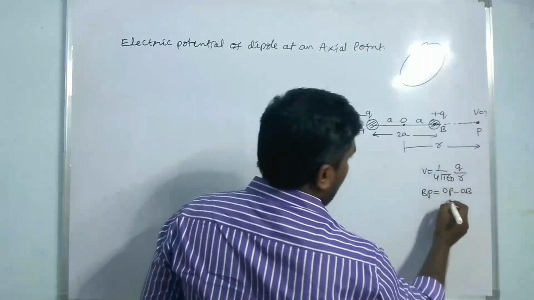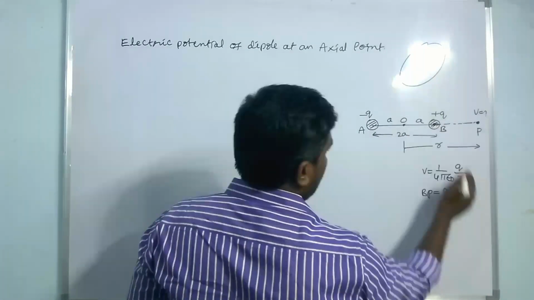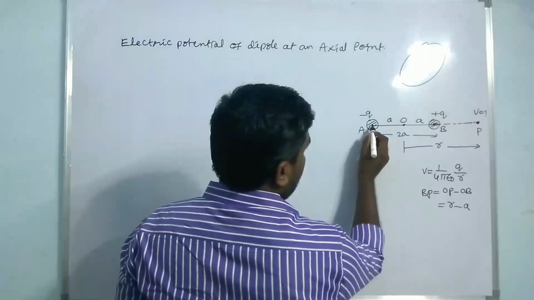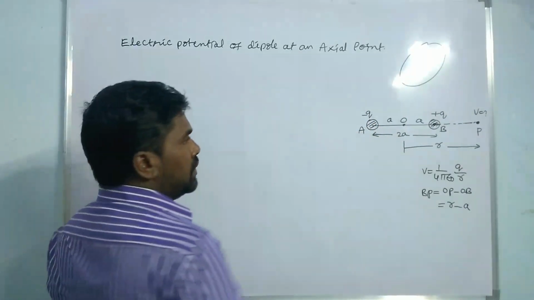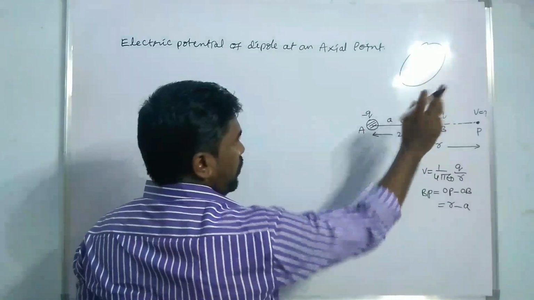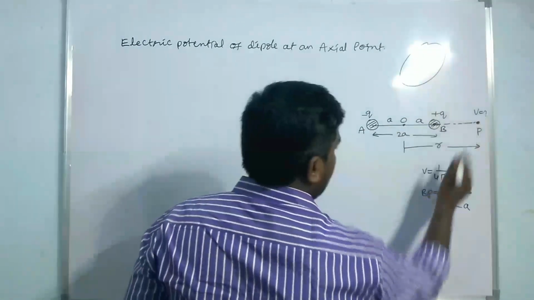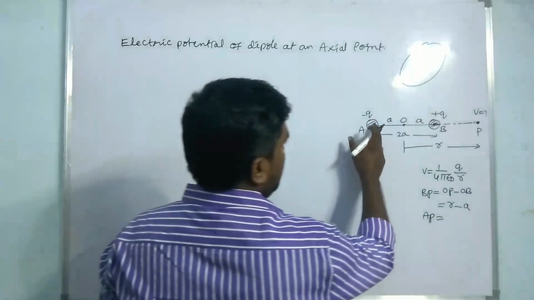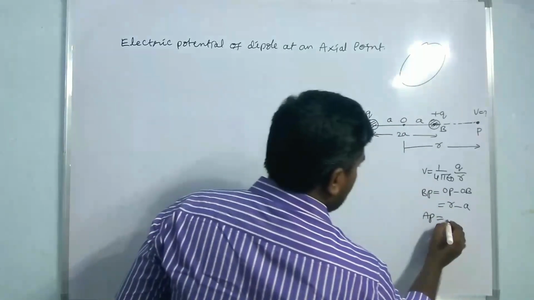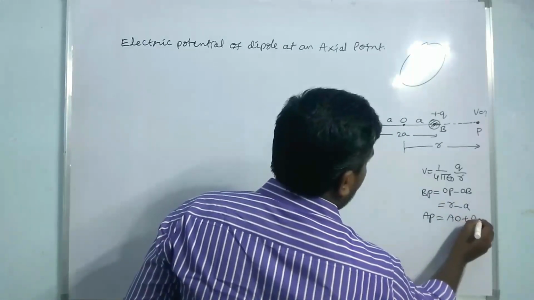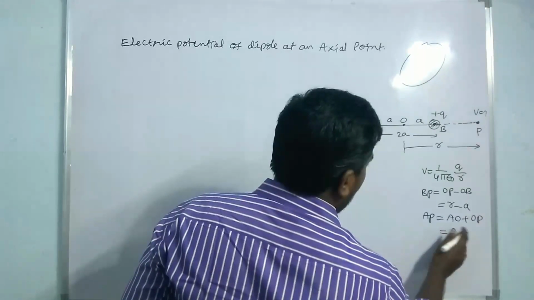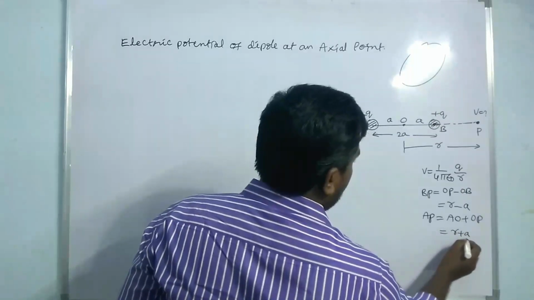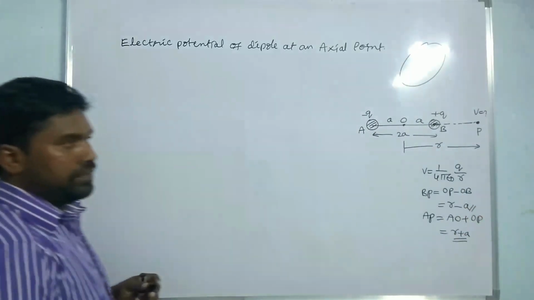OP is equal to R and OB is equal to A. R minus A is equal to BP. Clear? And similarly, the potential acting by the minus Q charge on the point P, from distance A to P. AP is equal, how we can write that? AO plus OP. So AO is equal to small a and OP is equal to R plus A. So these are the points you have to remember here.